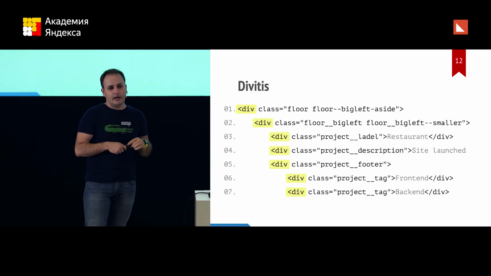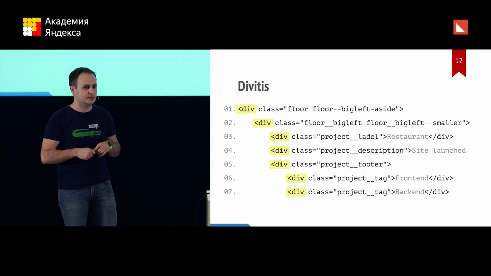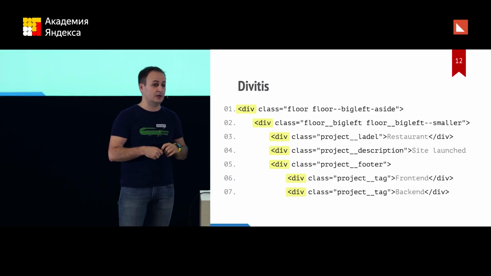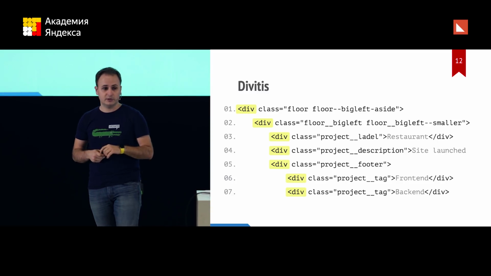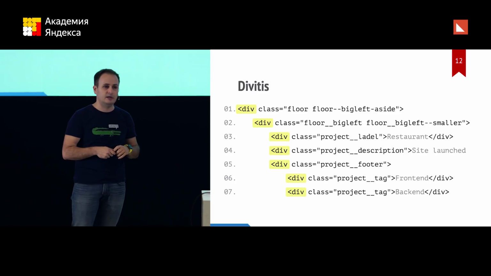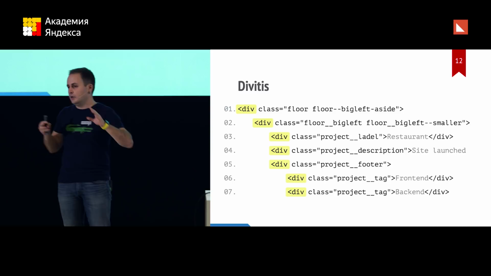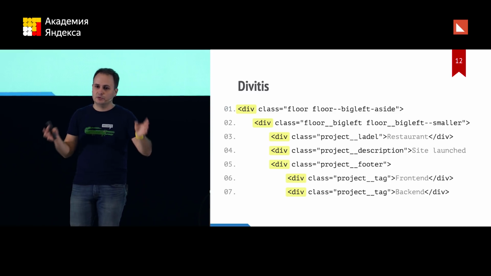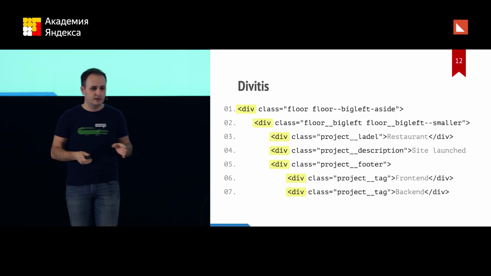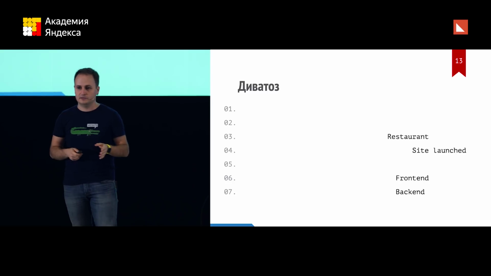Let's see. This is actual code of an actual site, a small studio, and this is their portfolio. What we can see here is just a number of divs with classes and everything, and it's okay. If you need 50,000 divs to create your interface, it's okay. But there's nothing there but divs.